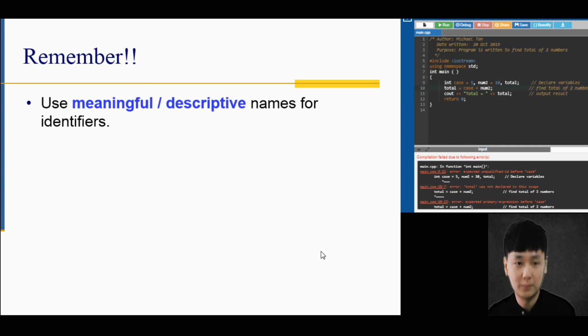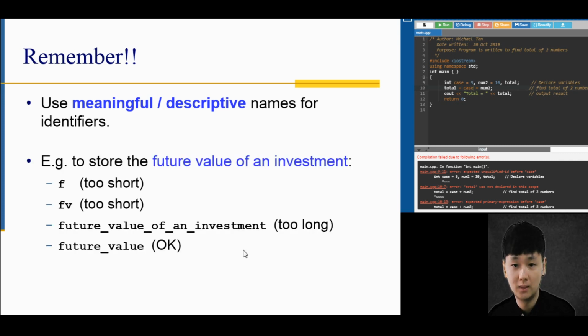Okay, so remember, always use meaningful or descriptive names for the identifier. Look at this example. You would like to declare a variable known as the future value of an investment. If you look at the first and second variable names, f and f3, they are too short and don't bring any meaning. I can't understand what f or f3 means.